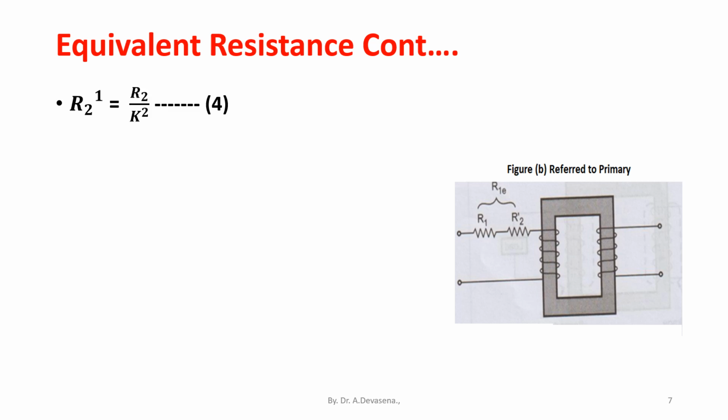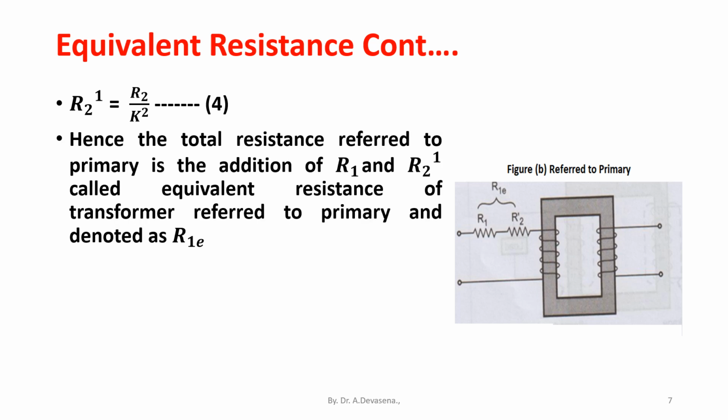Hence, the total resistance referred to primary is the addition of R1 and R2 dash, called the equivalent resistance of the transformer referred to primary and denoted as R1E. That is, R1E is equal to R1 plus R2 dash. That is equal to R1 plus R2 by K square. We'll consider this as equation 5.